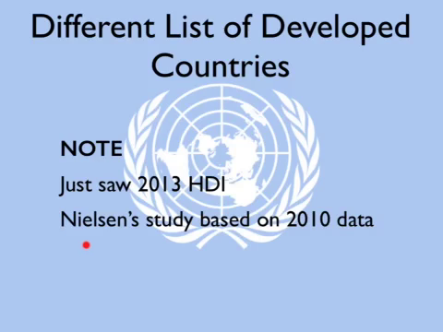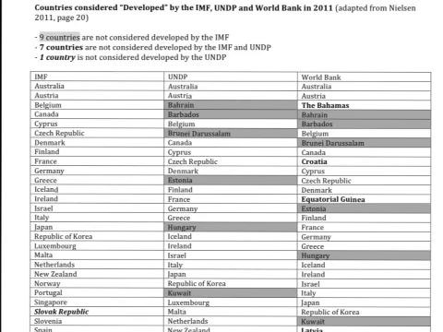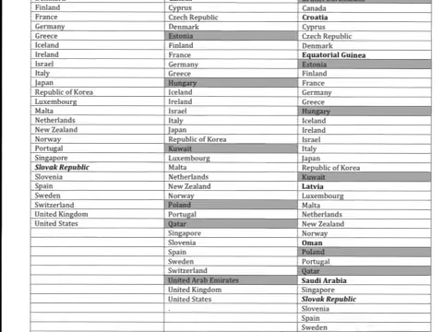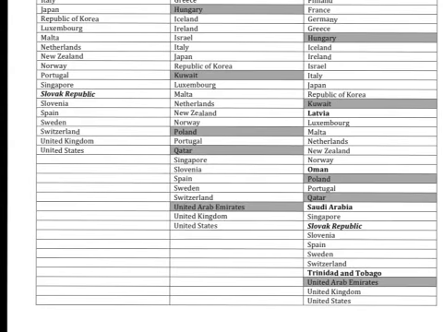Before going back to Nielsen's study, I wanted to make it very clear that we've been using the 2013 Human Development Index. It's the most recent one available right now. But Nielsen's study is based on 2010 data. So the number of countries considered developed in Nielsen's study is much lower than what we have nowadays. So if we look at the number of countries considered developed by the International Monetary Fund, the UNDP, and the World Bank, you may realize that there is quite a bit of a difference.